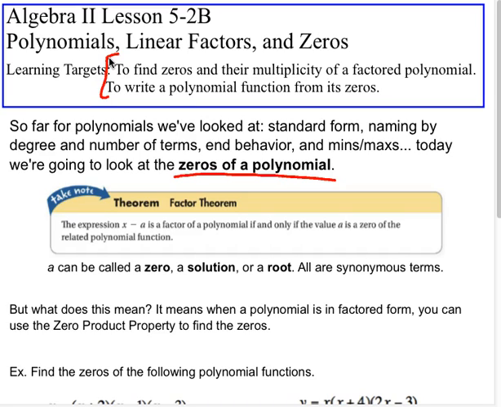Okay, so when we're talking about zeros, it can be called a zero, a solution, a root, anything like that. What we're talking about though is if you have a factor of x minus a. If it can factor and that is one of the factors, that means a is a zero, a solution, or a root of that polynomial. Okay? So let's look at what this means.